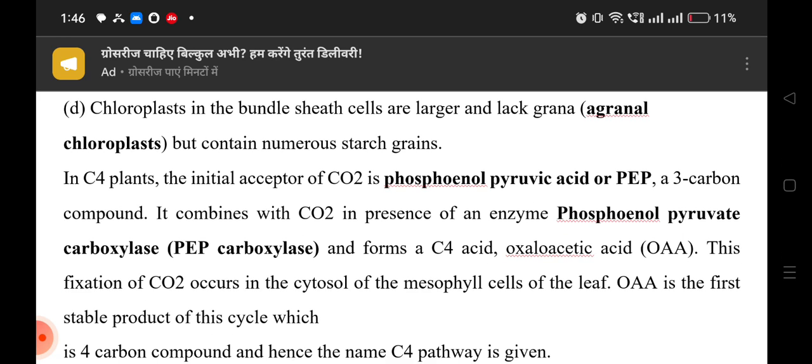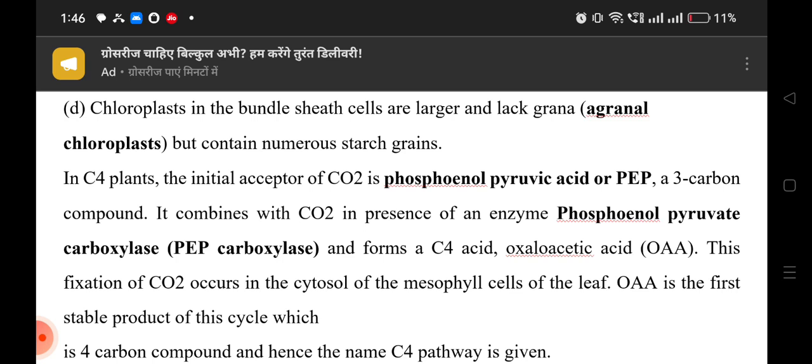In C4 plants, the initial acceptor of CO2, as discussed earlier in the C3 cycle, if you have watched my video. If you haven't watched my video, please go through my channel. There is a video called the dark reaction C3 cycle. Go through it. It is very brief, and you can easily remember it.